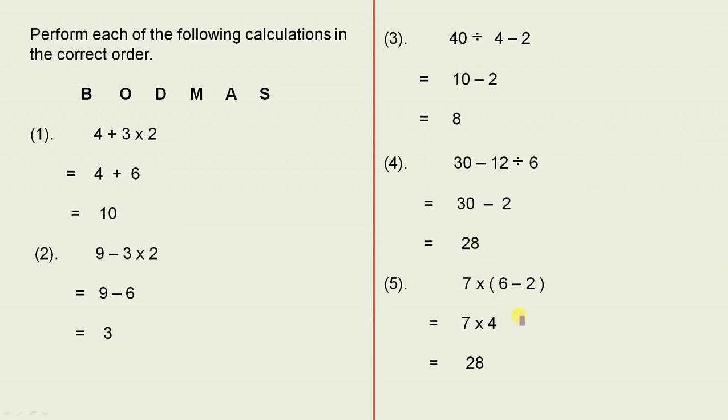Number 5. Here is the first example where we've had brackets. It doesn't matter what the operations are, even though in the normal course of events multiplication would come before subtraction. Because we have something in the brackets, we do that first. 6 take away 2 is 4. 7 4s are 28.